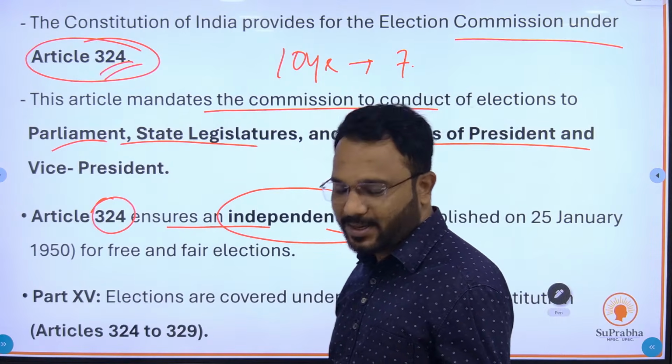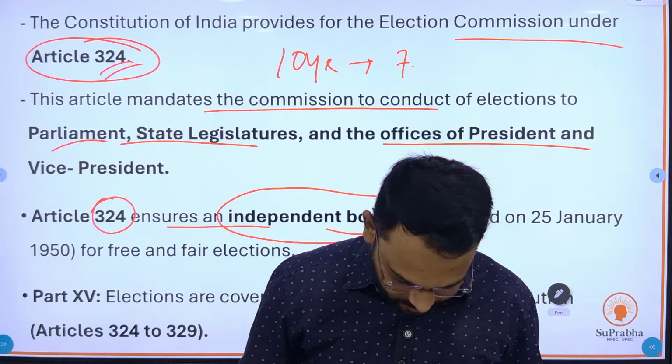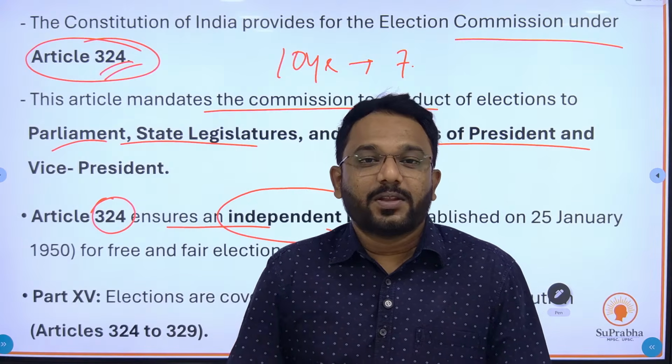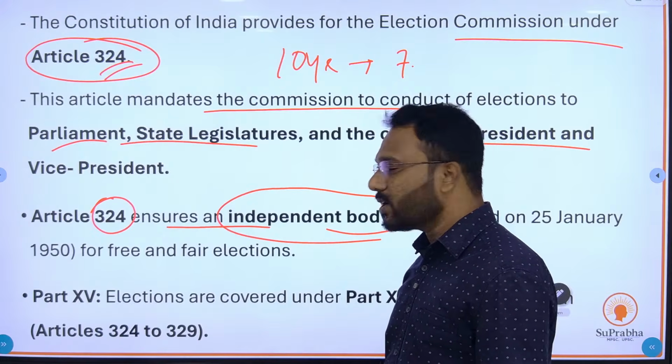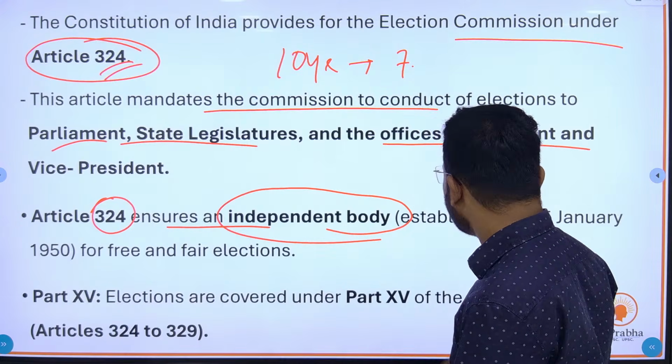But is it so at present? Comment and tell me what you think: is today's election commission an independent body or not in the practical sense? Constitutionally it is an independent body.